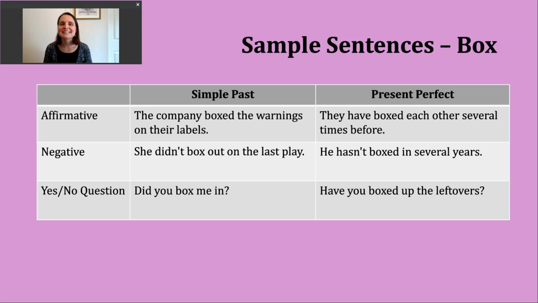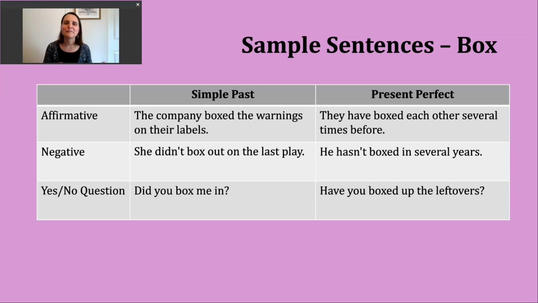So if our subject is I, you, we, or they, use have. But if your subject is he, she, or it, use has. And because we have a regular verb, we're using our past tense form. It's the same as the participle. So those are the two parts we need to make this verb tense. An example sentence: they have boxed each other several times before.